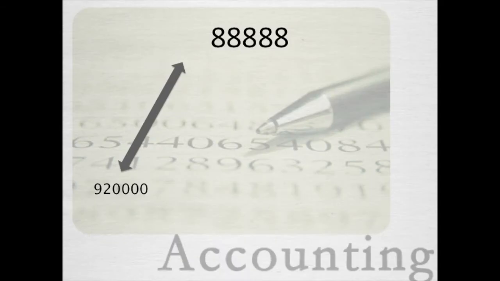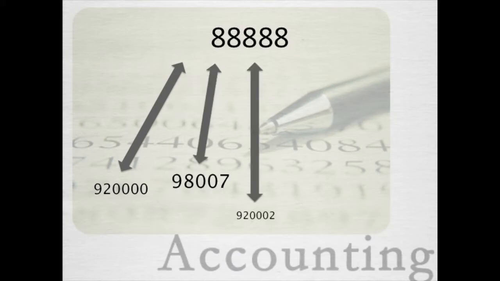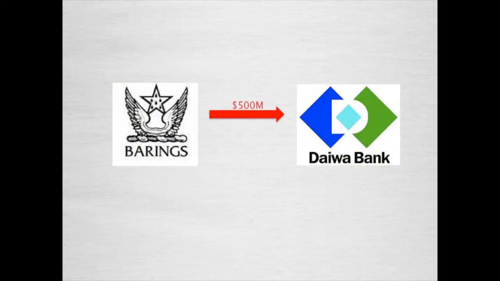Leeson engaged in a large volume of cross trading between the 5/8 error account and other accounts. This was done by matching positions of the two accounts belonging to the same client. For example, if Barings owed $500 million to Daiwa Bank from one type of transaction, but also expected to receive $300 million from Daiwa from another type of transaction, it could net the two amounts through a cross trade.